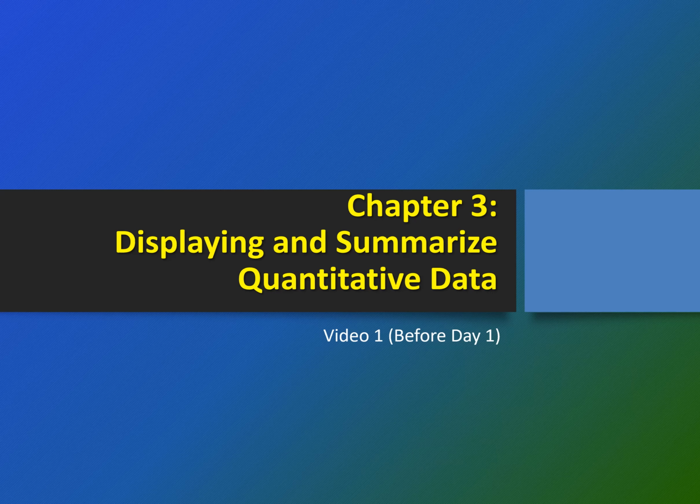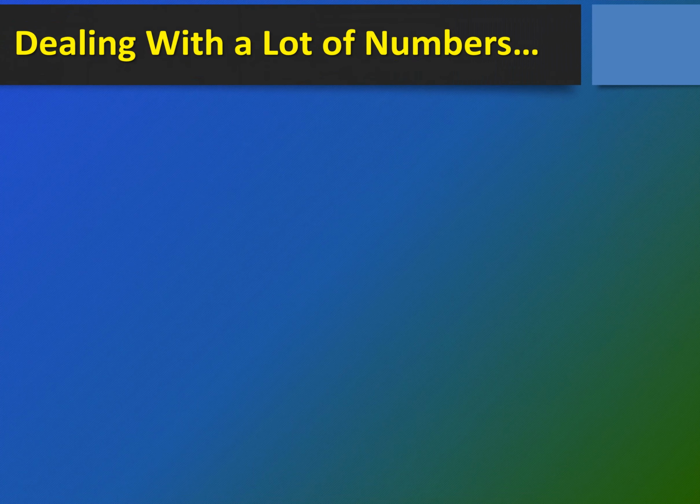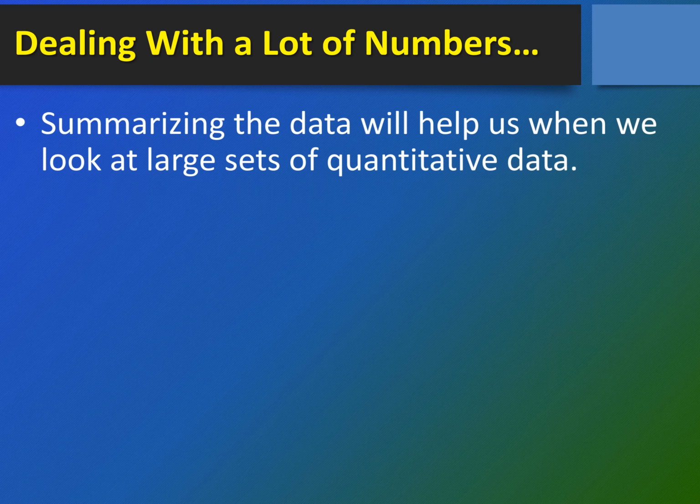Last class, we were discussing displaying and summarizing qualitative, categorical data. But what happens if we have quantitative data instead? How do things change? Well, when we have quantitative data, it's usually tons and tons of numbers. So we like to summarize the data to help us look at large sets, because we're not interested in the individual values. We're more interested in the sample statistics that we get to try to estimate our population parameters.